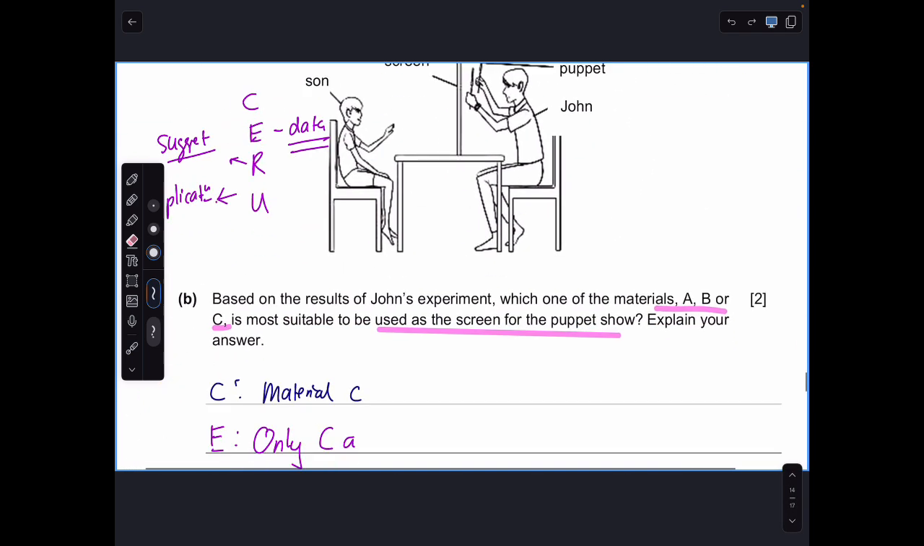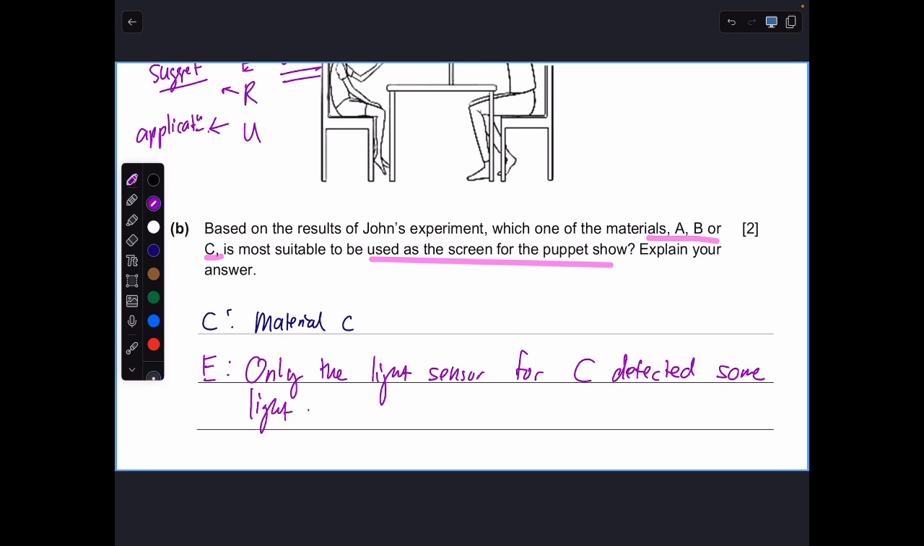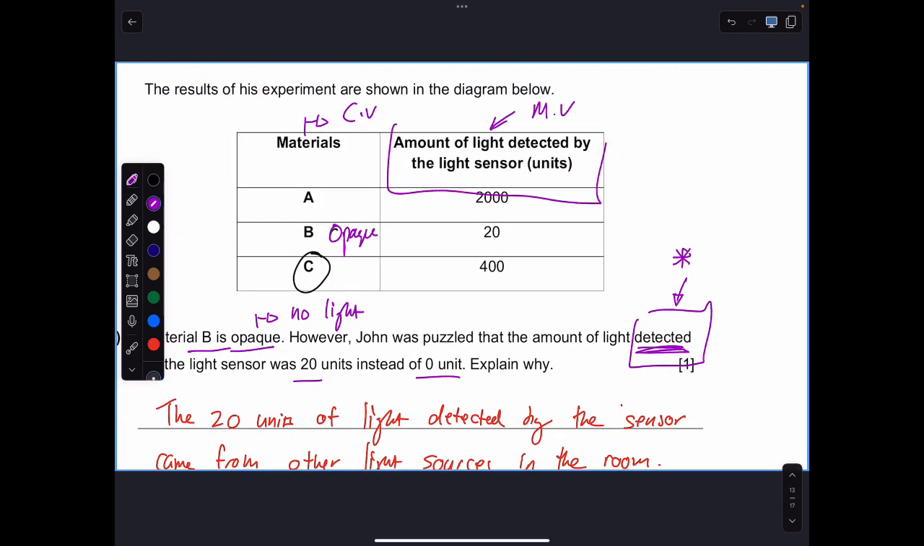Okay, got it. Okay, only the light sensor for C detected some light. Right? I told you to copy exactly. So why light sensor? Because down here, amount of light. And please don't quote values. Quoting values is description. No, you have to tell me in terms of evidence.